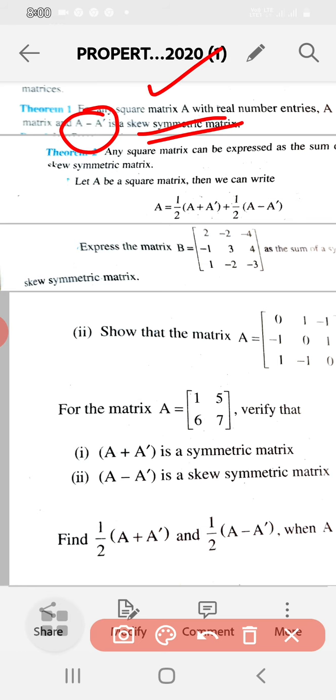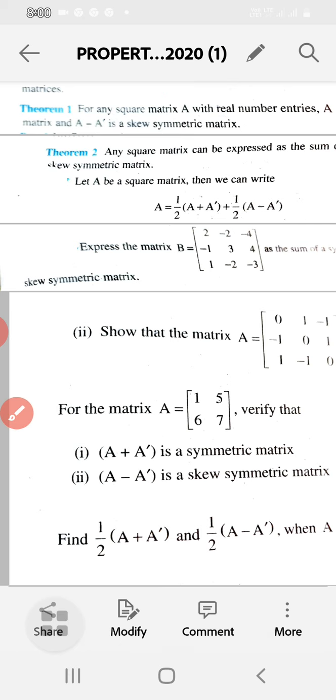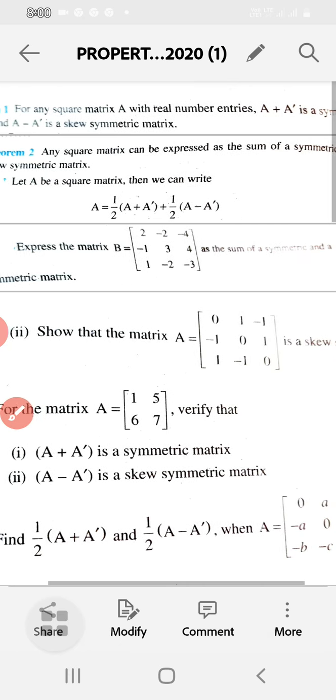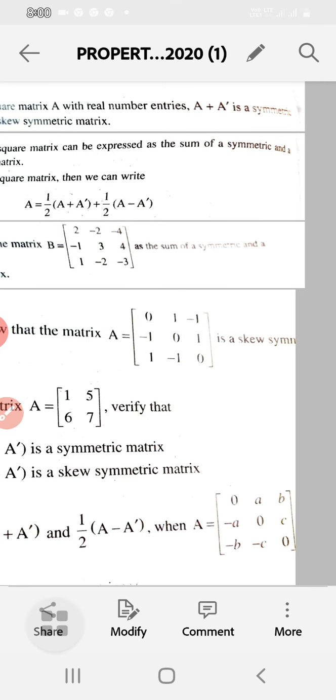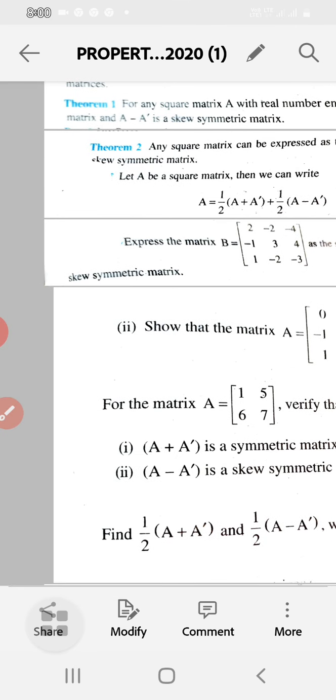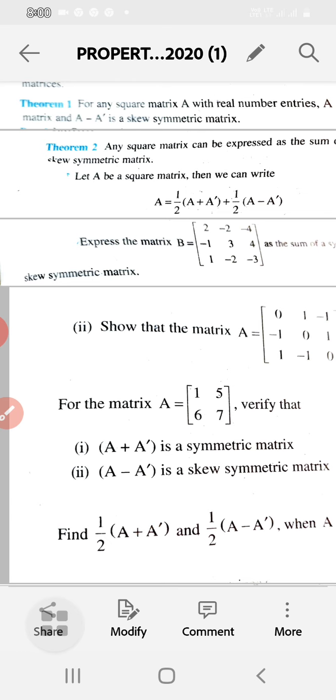We shall verify some of the examples in this class. Afterwards, we can prove the theorem. You don't worry about the proof here, only remember the statement. Let me read it again. For any square matrix A with real number entries, A plus A dash is a symmetric matrix and A minus A dash is a skew symmetric matrix. This is the first statement.